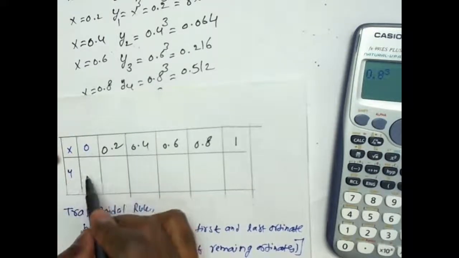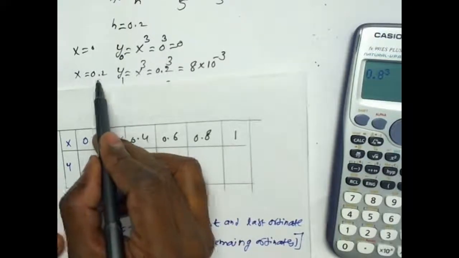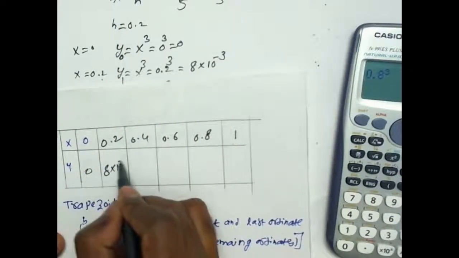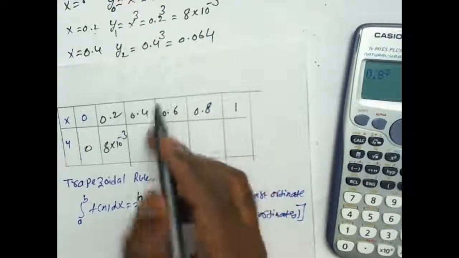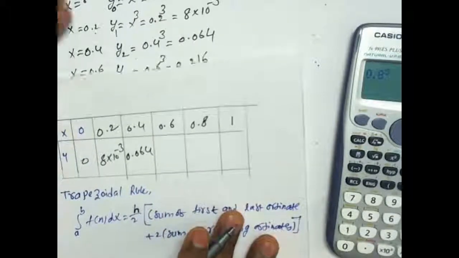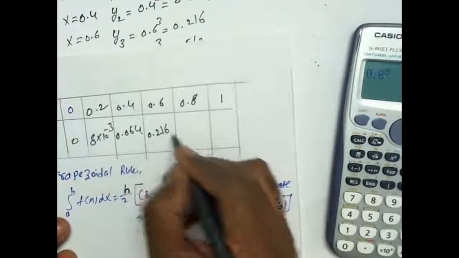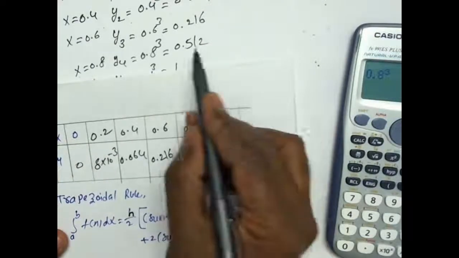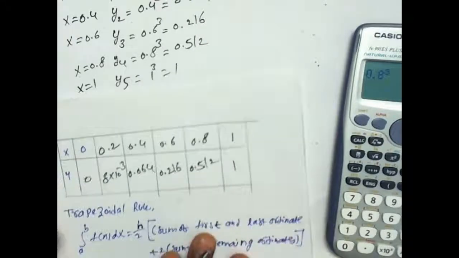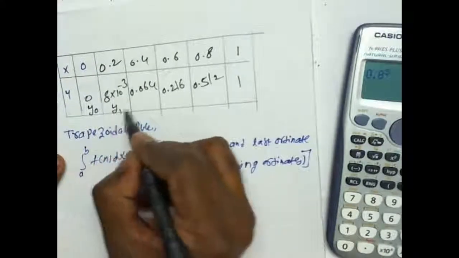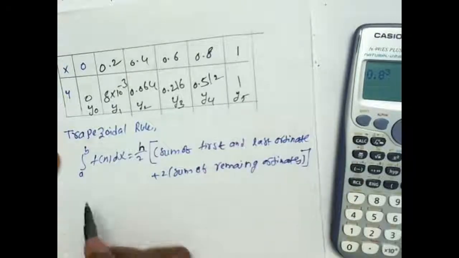Now fill this table. When x is equal to 0, y value is 0. When x is equal to 0.2, y value is 8 into 10 power minus 3. When x is equal to 0.4, y equal to 0.064. When x is equal to 0.6, y value is 0.216. When x is equal to 0.8, y value is 0.512. When x is equal to 1, y equal to 1. Now this is y naught, y1, y2, y3, y4, and y5.